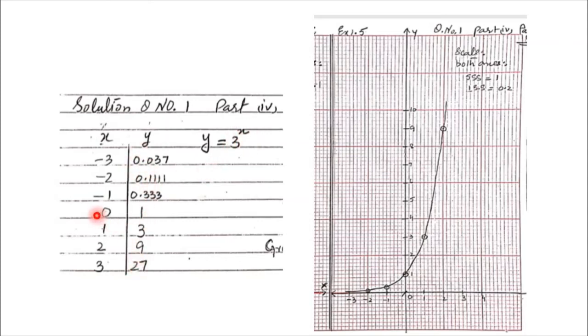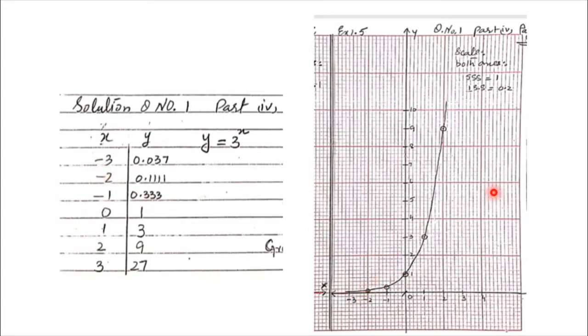If you observe again, at x equals to 0, y equals to 1, at x equals to 1, y is 3, at x equals to 2, y is 9, at x equals to -1, it is 0.33. At x equals to -2, it is 0.11. We are going to draw it as 0.1 and we are going to draw it as 0.3. These 5 points, -2 to 2, we are going to plot on our graph paper.